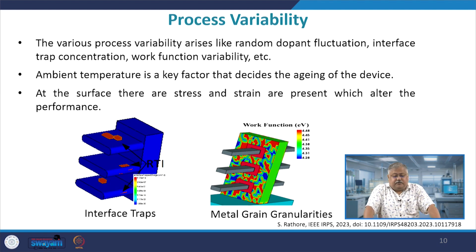Let me come to the process variability issues. One is, as I discussed with you earlier, RDF for the random dopant fluctuation, and work function variability. We have already seen that ambient temperature is of course a very key factor when we discuss the reliability of the device and the aging of the device. The last part is basically stress and strain, right. Now, if there are large stress and strain available within the device, the reliability of the device also goes down. So, the left hand side is basically how you find out the interface traps, and on the right hand side we have metal grain boundaries, granularity being present.